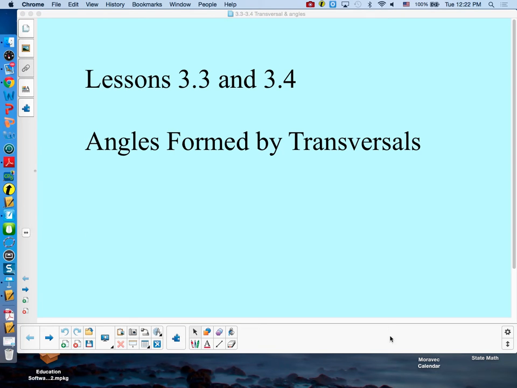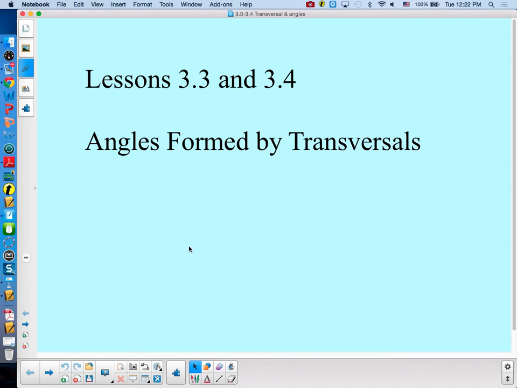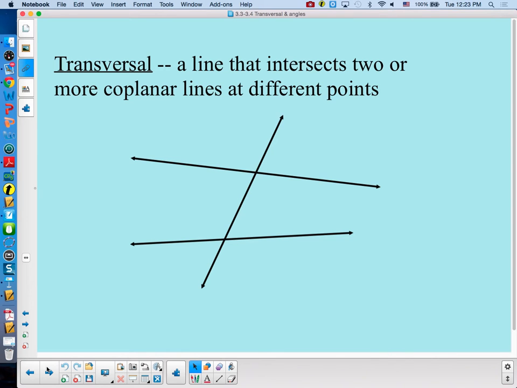All right. So, angles formed by transversals. Probably one of the first things we need to talk about is, well, what is a transversal? I think that's probably where our definitions start. A transversal is a line that intersects other lines. A line that intersects two or more coplanar lines at different points.